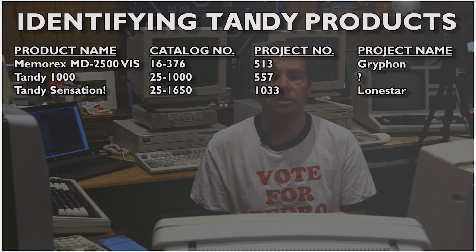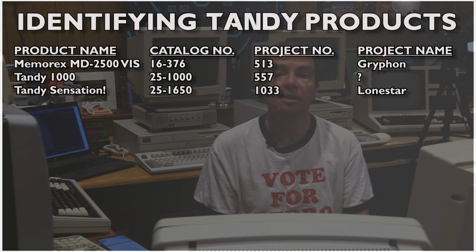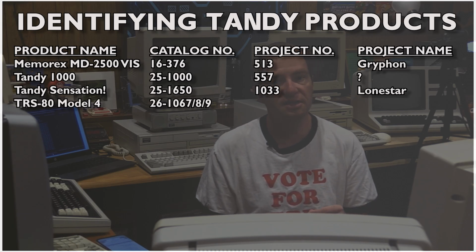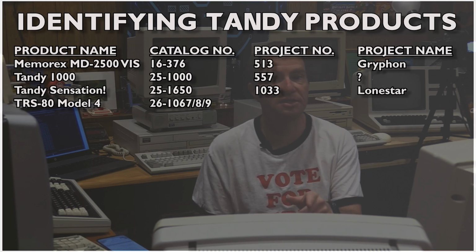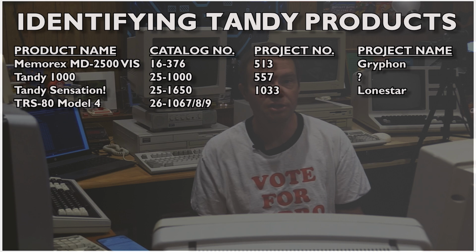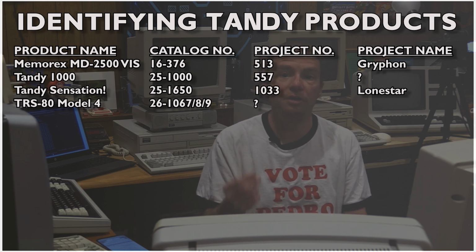And finally, I'm not sure if the same project number and naming scheme was used back when this particular example came out, but the TRS-80 Model 4, catalog number 26-1067, 1068, or 1069, and later 26-1070 with the Network 3 student stations. Anyway, I don't know its project number, but I have seen it referred to as Project R.